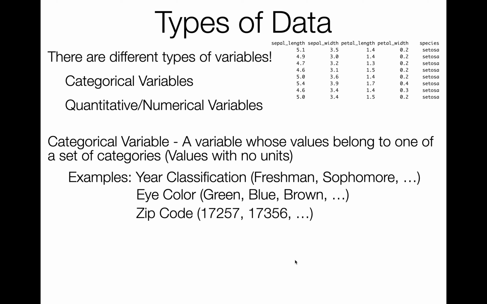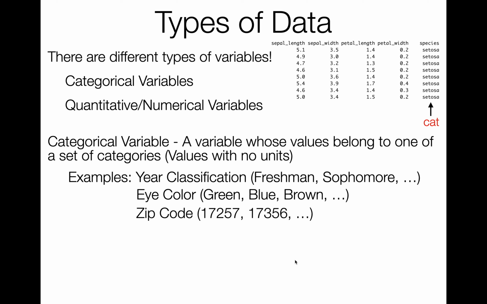A difference between blue and green eyes has no meaning. I can't do blue minus green. Whatever blue minus green is has no value, has no difference. Zip codes are tricky because you can technically subtract the numbers. They are numbers, but they have no meaning when adding or subtracting them. So that's the main difference between a categorical and a quantitative variable: for categorical variables, I can't add, subtract, multiply, or divide them and get something meaningful, but I can with quantitative variables.